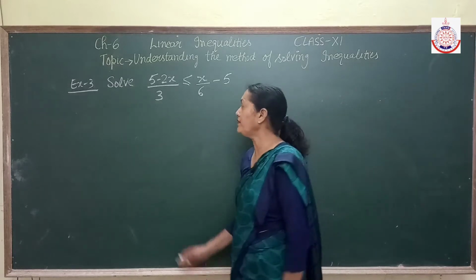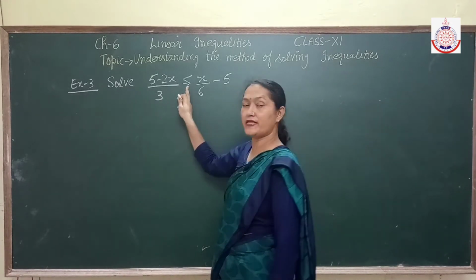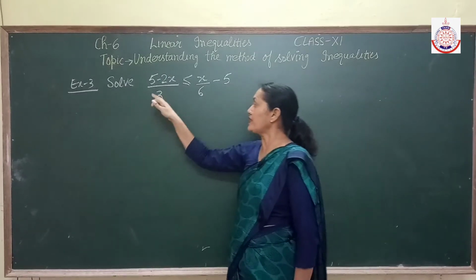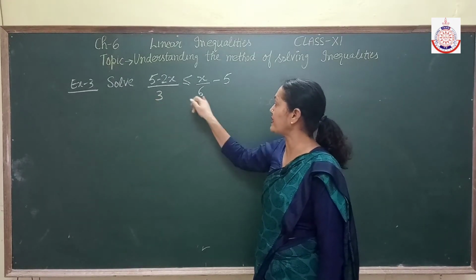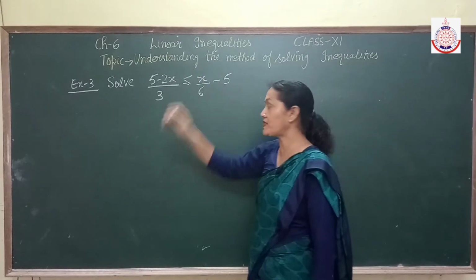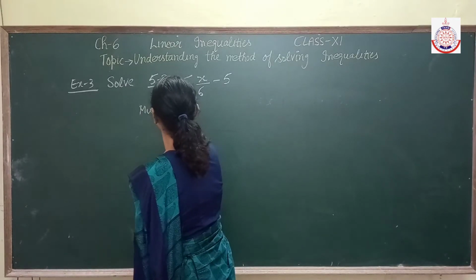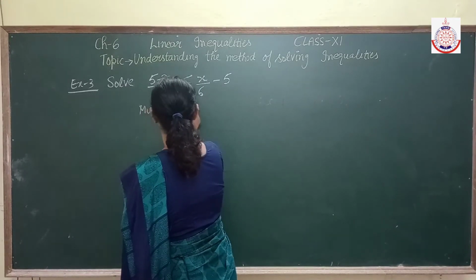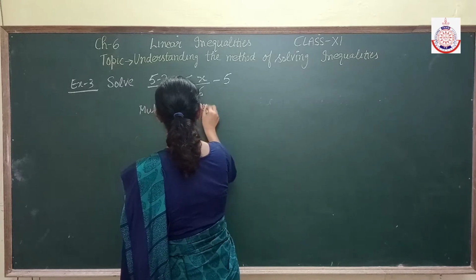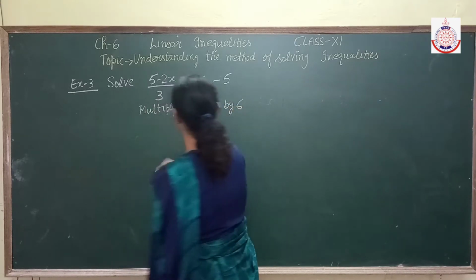In the next example, we have to solve the given inequality. Here the sign is less than or equal to. Now see, if I take LCM of 3 and 6, LCM would be 6, but we can't move this 3 to this side. So what step will be taken? Multiply both sides by 6.